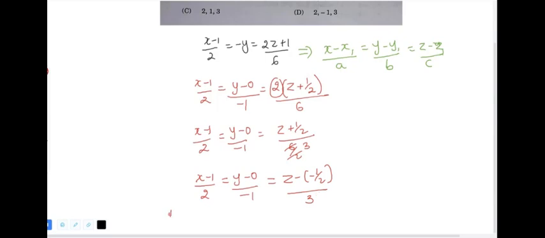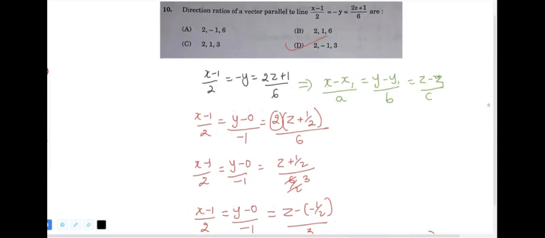So here the direction ratio of the vector which is parallel to the line is given as a, b, c, that is nothing but 2, minus 1, 3. So that is our answer D.